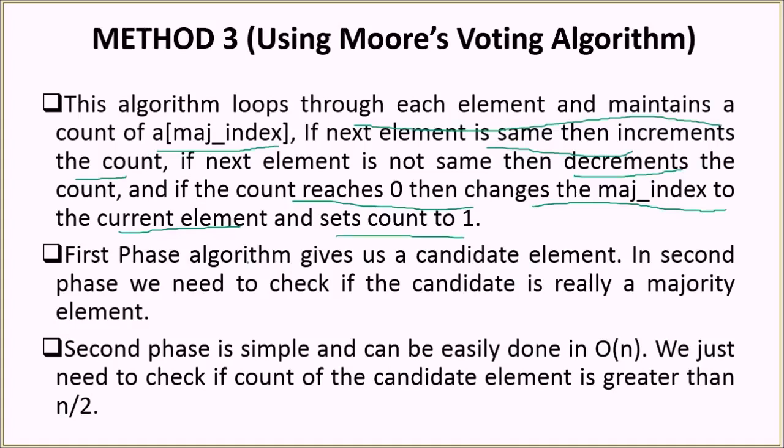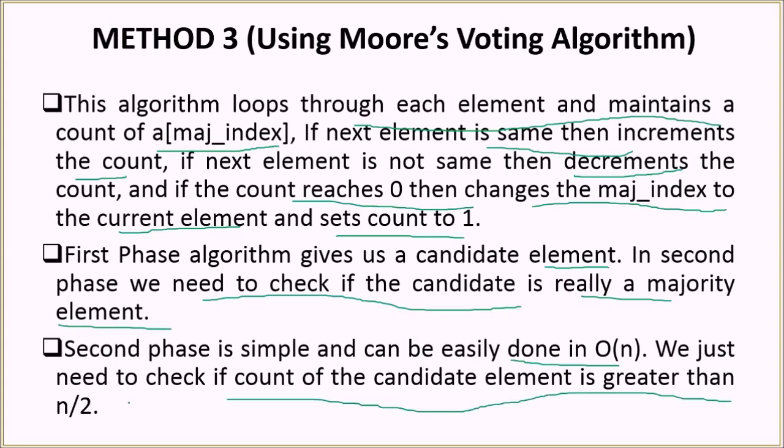So the first phase of the algorithm gives us the candidate element. In the second phase, we need to check if this candidate element is really a majority element or not. The second phase is also simple and can be easily done in order of n. We just need to check if the count of the candidate element is greater than n by 2.